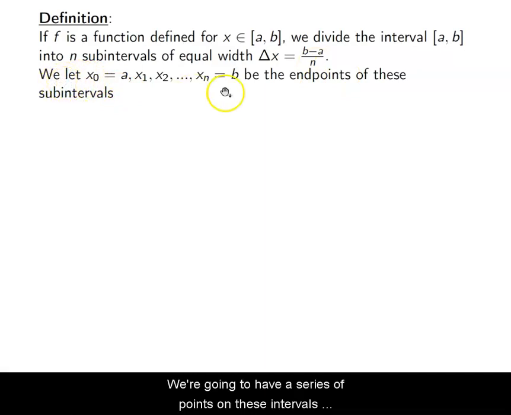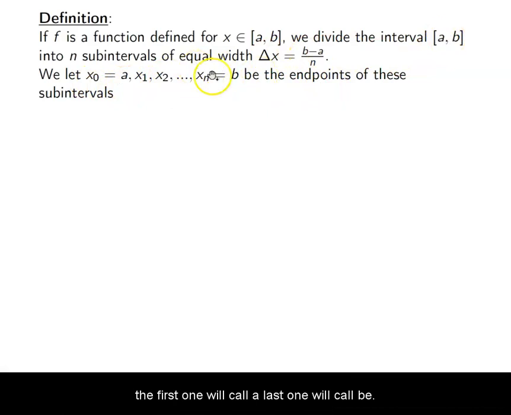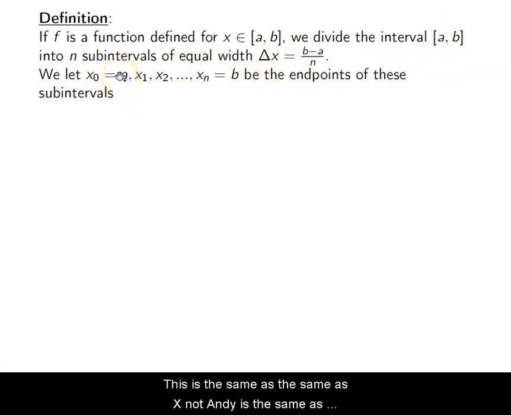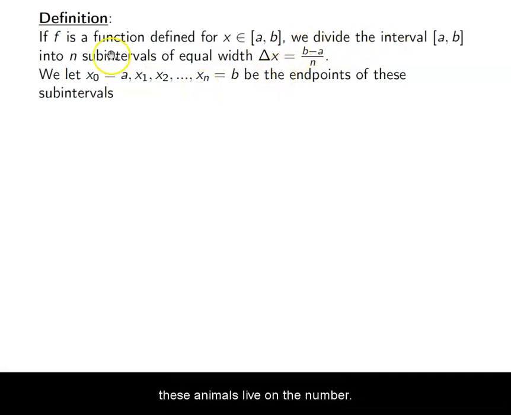We're going to have a series of points on these intervals. The first one we'll call a, the last one we'll call b. a is the same as x naught, and b is the same as xn. And then we'll label them increasing by integer values all the way until we get to the nth one. So x0, x1, x2, all the way to xn. These are the endpoints of the intervals. These are where these intervals lie on the number line.